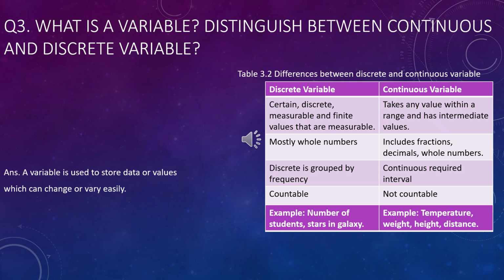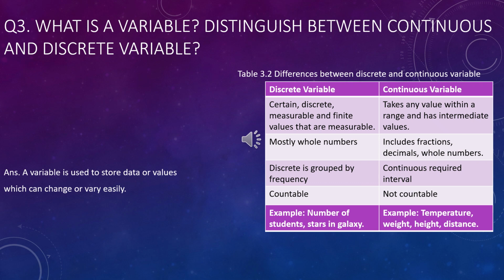Now we come to question number 3, which is what is a variable? Distinguish between continuous and discrete variable. So what is a variable? A variable is used to store data or values which can change or vary easily. So now we will get the differences between the discrete and the continuous variable.